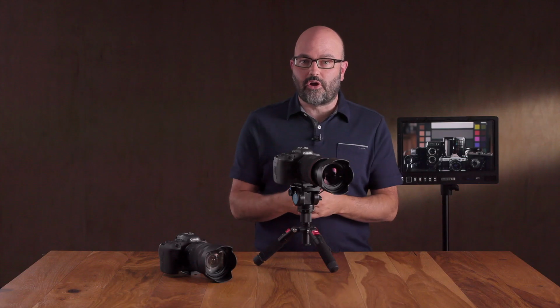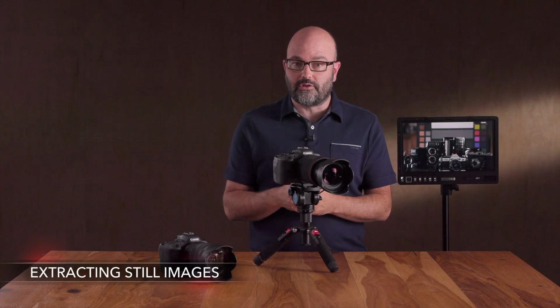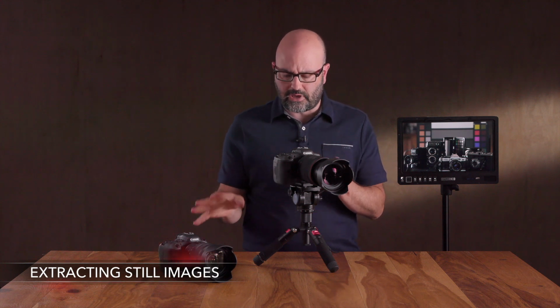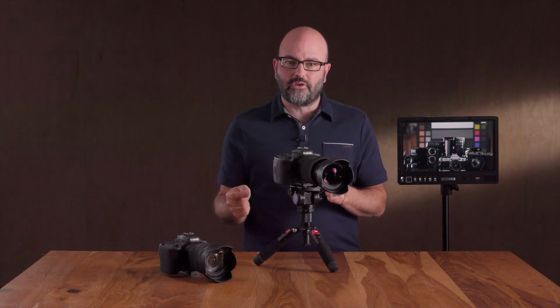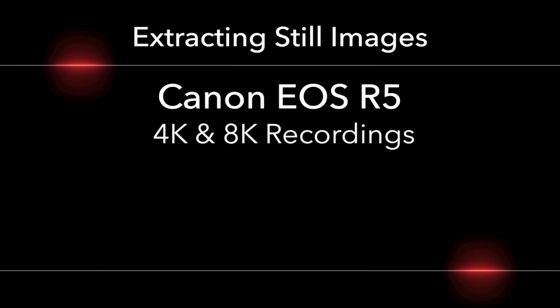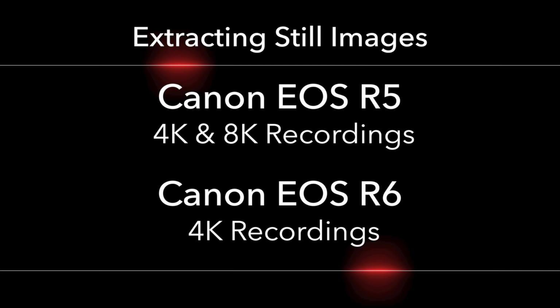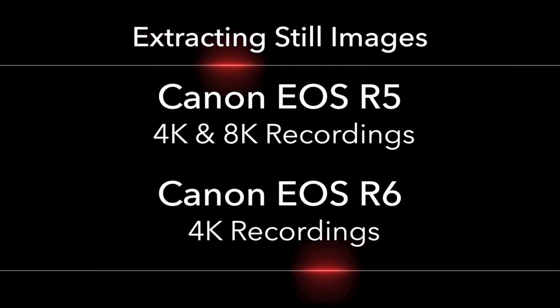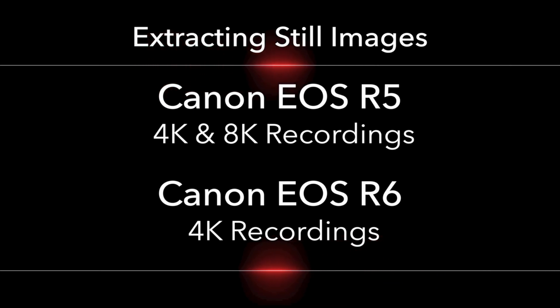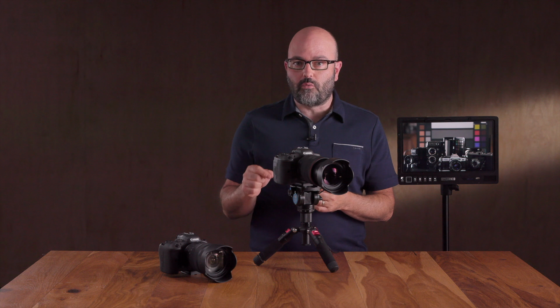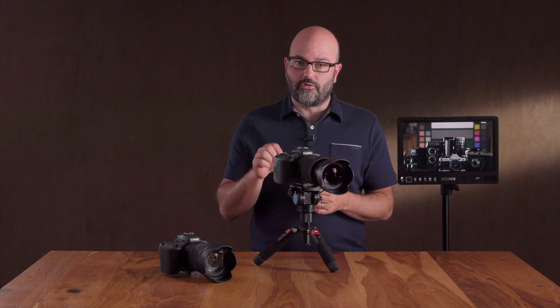The last thing we're going to talk about in this video is extracting still images from your movie or video recordings with these cameras. And the big difference is that with the R5, we can extract those stills from 4K and 8K recordings. And with the R6, because the camera does not have 8K recording, you can extract those stills from your 4K recordings. Now, a big note here, this does not work when you have Canon Log turned on.